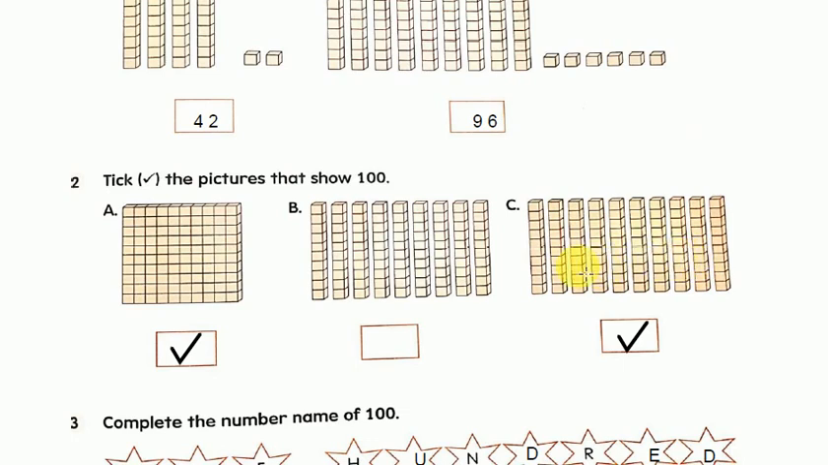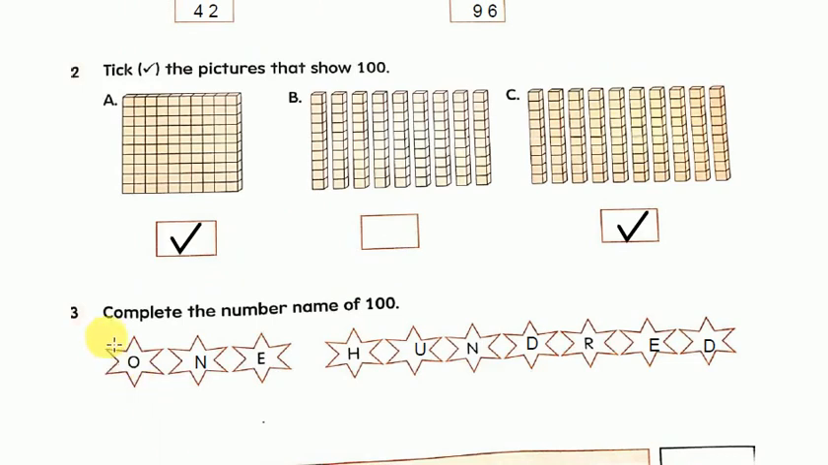So picture C, count and check whether it is having 10 blocks. Yes, picture C is having 10 blocks. So this is also 100. You can show 100 either like this or like this. Both are correct.